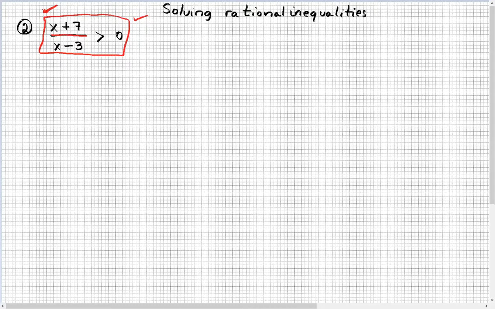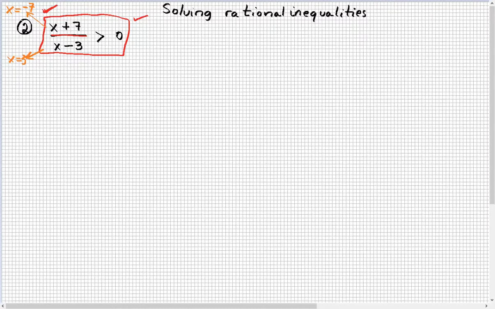Now you have to get your critical points. Well, you get your critical points from the numerator and the denominator. From the numerator, what do we get? We get x equals negative 7. And from the denominator, we get x equals 3.